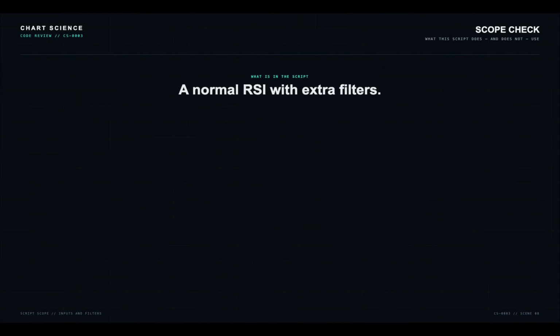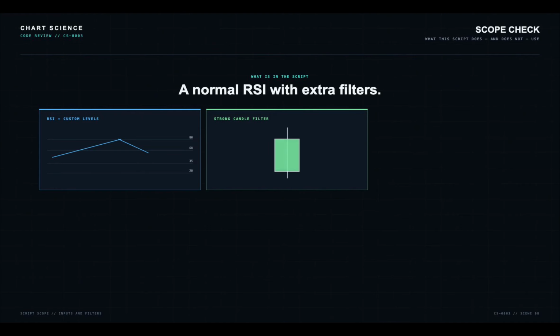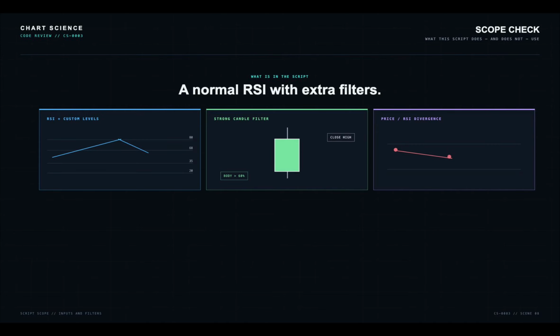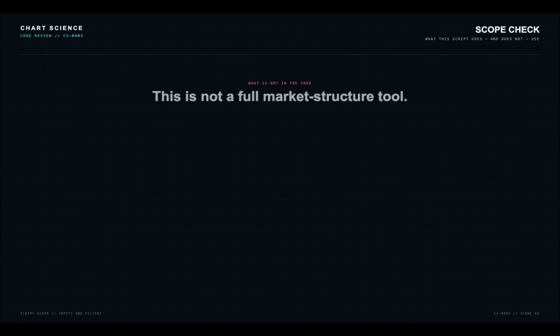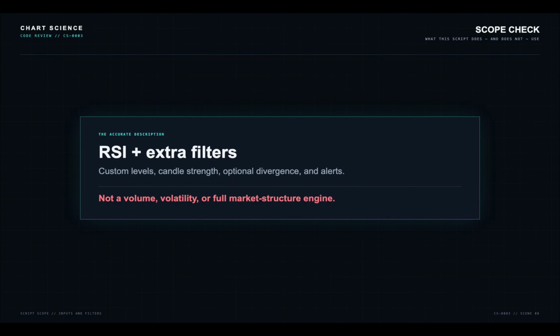At this point, we can describe the indicator in one sentence. It is a normal RSI with custom levels, a strong candle filter, optional divergence, and alerts. It does not check volume or volatility. It also does not map break of structure, higher highs, or lower lows like a full market structure tool.